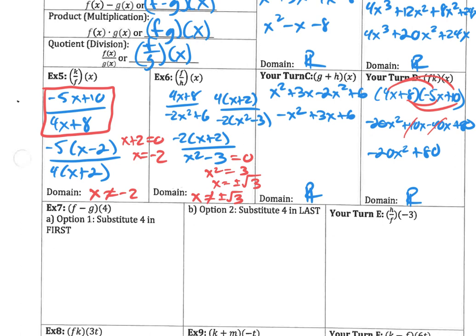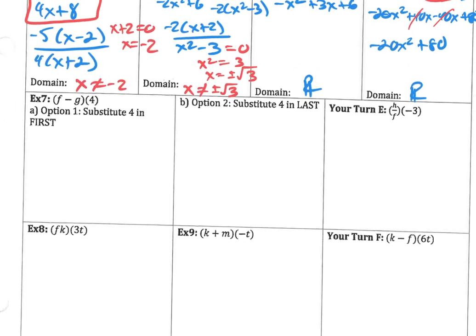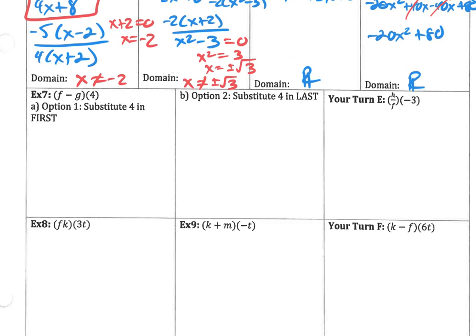All right, what we're going to do now is essentially the same thing, but instead of evaluating the function for x, we're going to evaluate the functions for a specific value. All right, so if you look at our example here, we have f minus g of 4. And we're going to do this a couple different ways, but the first option we're going to plug in 4 first. So what that means is we're going to evaluate f of 4. We're also going to evaluate g of 4, and then we're going to subtract what we get.